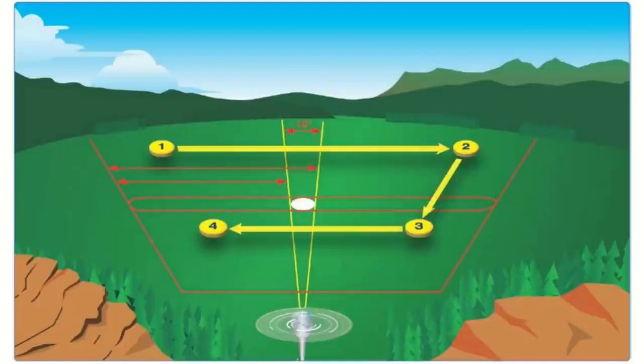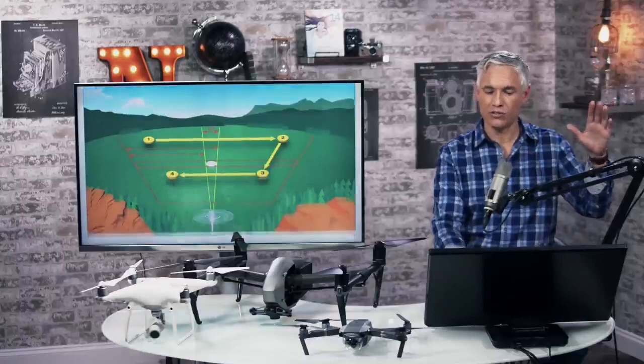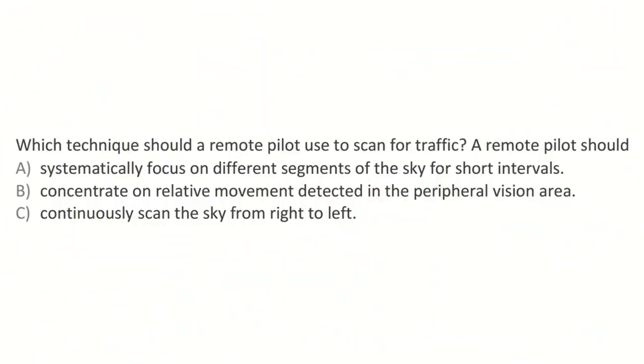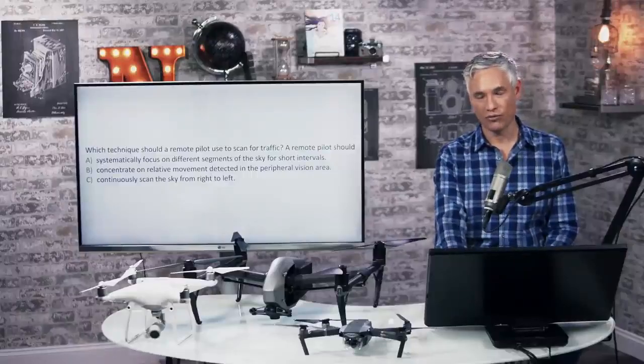This is from the FAA chart. You can see 1, 2, 3, 4, not back and forth nonsense, but you just look at the different areas, stare at them, make sure that everything is clear. Look for movement, like look for planes and stuff. It's a more effective way to scan. So what technique should a remote pilot use to scan for traffic? Systematically focus on different segments of the sky for short intervals. Now you know that. Let's talk about a bunch of personality traits that don't make for good pilots.